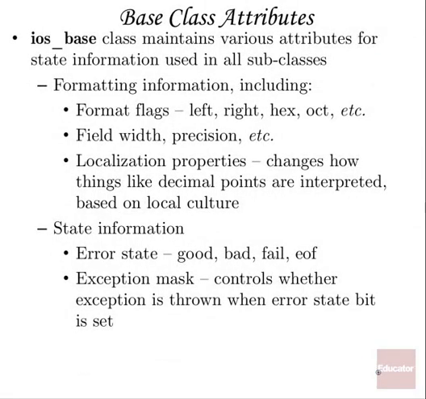So the attributes of the ios base class allow you to do a number of things. It maintains various attributes that are used for all the subclasses. So we've got formatting flags. So we can set a bit in the ios base. It's kind of the hard way of doing it, but you can do it. You can set a bit that says we will format the data left justified. Right, we will format the data to be right justified. Hex, we will format the data in hexadecimal format. So for example, if you have something like 16 hexadecimal, that would be 100, if I'm not mistaken.